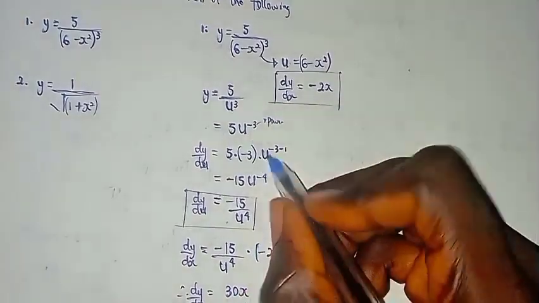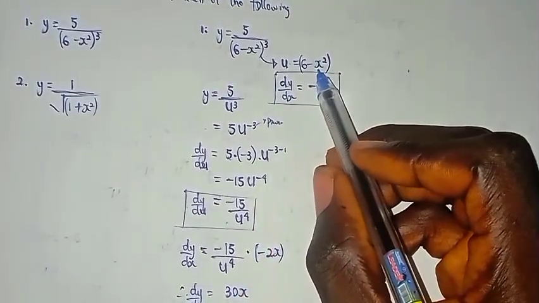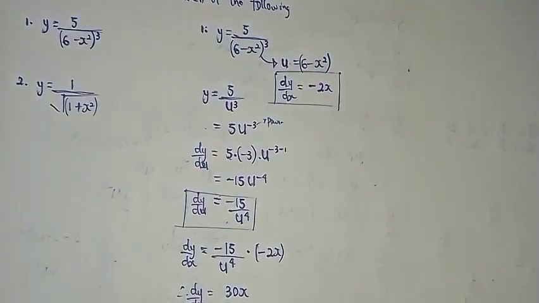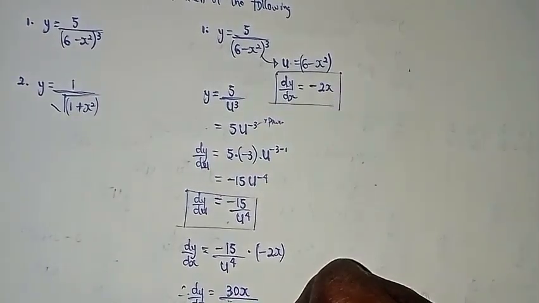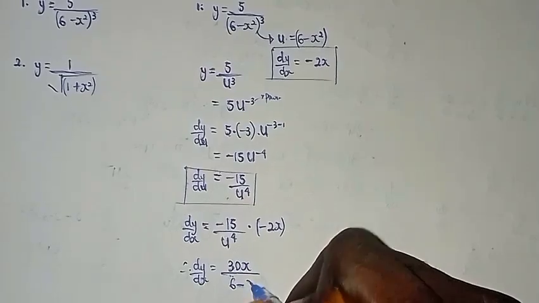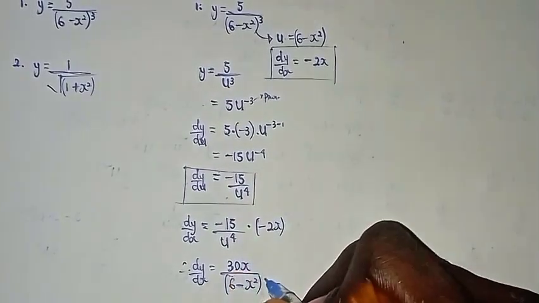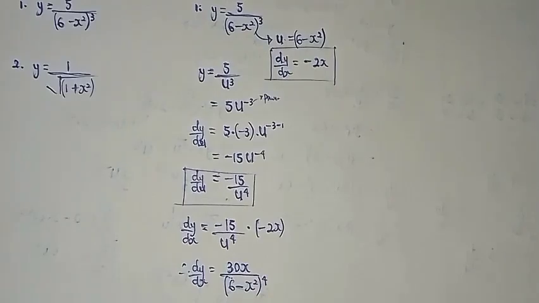But our u, we said earlier, is equal to 6 minus x squared. So this becomes 30x all over 6 minus x squared, and then power 4. So this becomes our dy over dx.